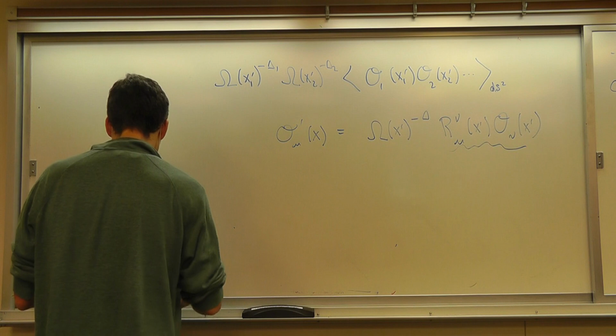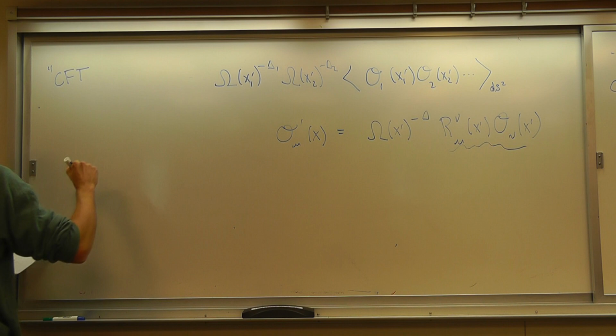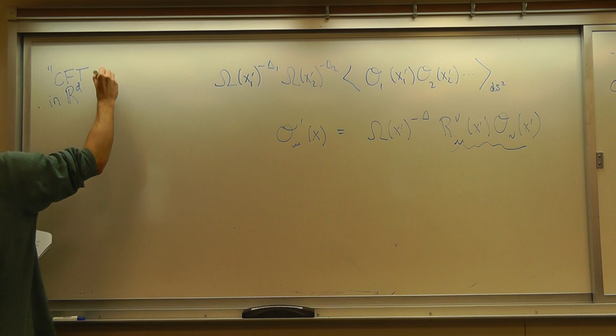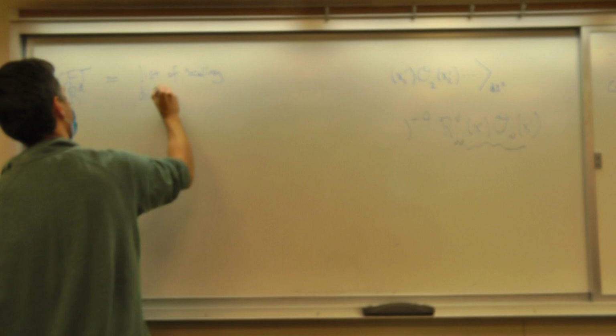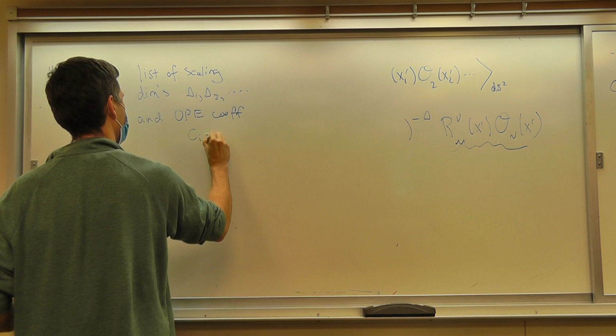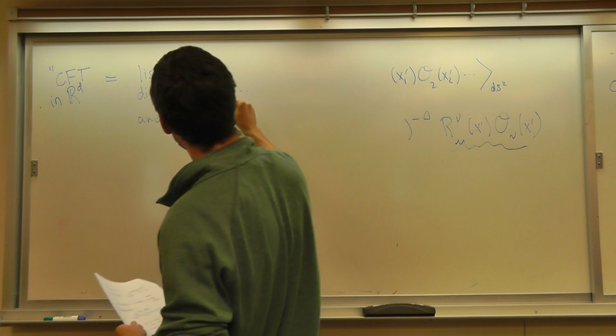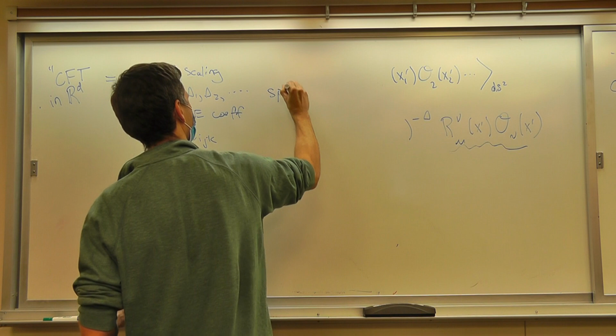In fact, that's the whole data of the CFT, almost. So basically, conformal field theory in Euclidean flat space is exactly a list of scaling dimensions, delta 1, delta 2, etc., and OPE coefficients, C, I, J, K. Really, I should say, and spins. Okay, so let me say L1, delta 1, no, spins, L1, delta 2.